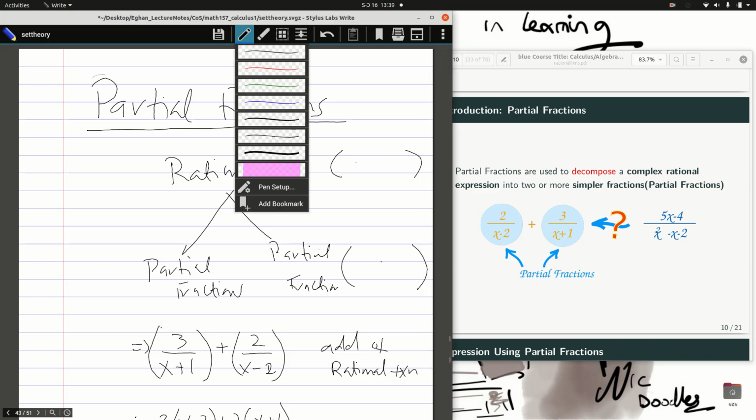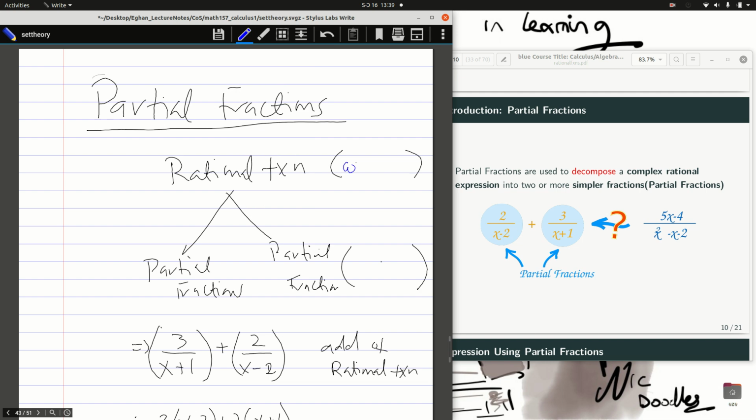So let me change this to some blue. When I have a complex rational function, we'll get to know when it is complex. If it's complex, I can break it down to two or more simple partial fractions. So from complex to simple terms. For now, don't ask when is it complex. We'll get to know it very soon.